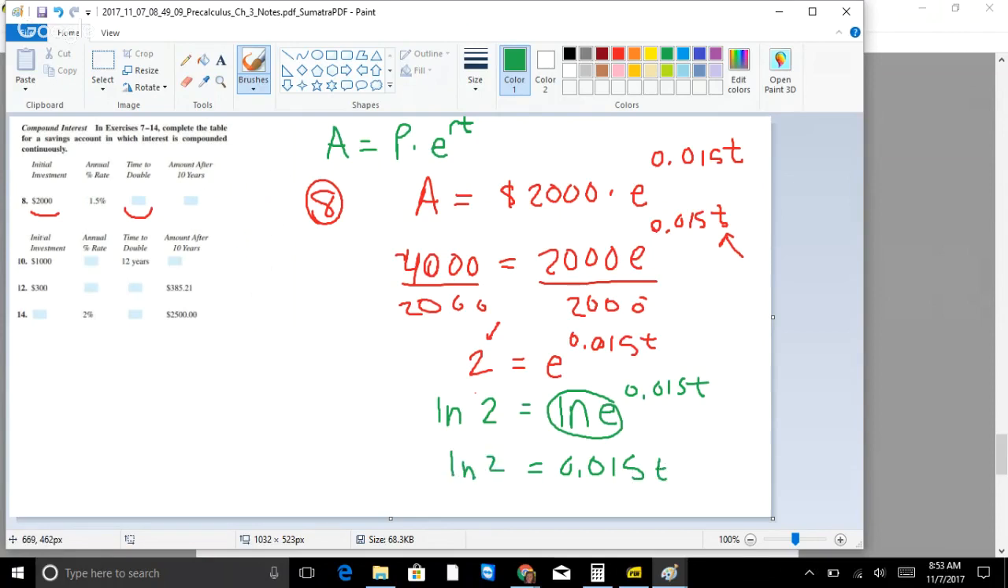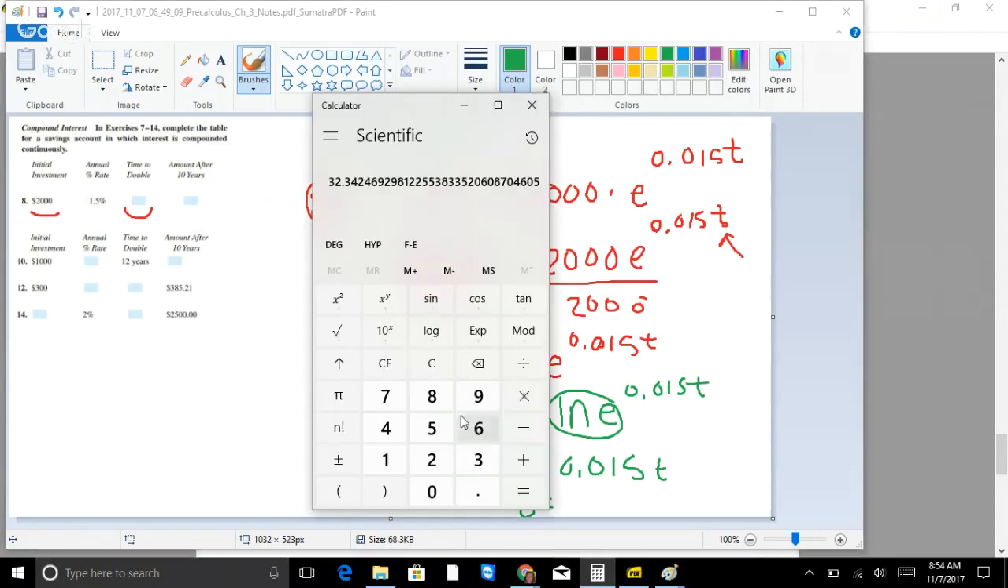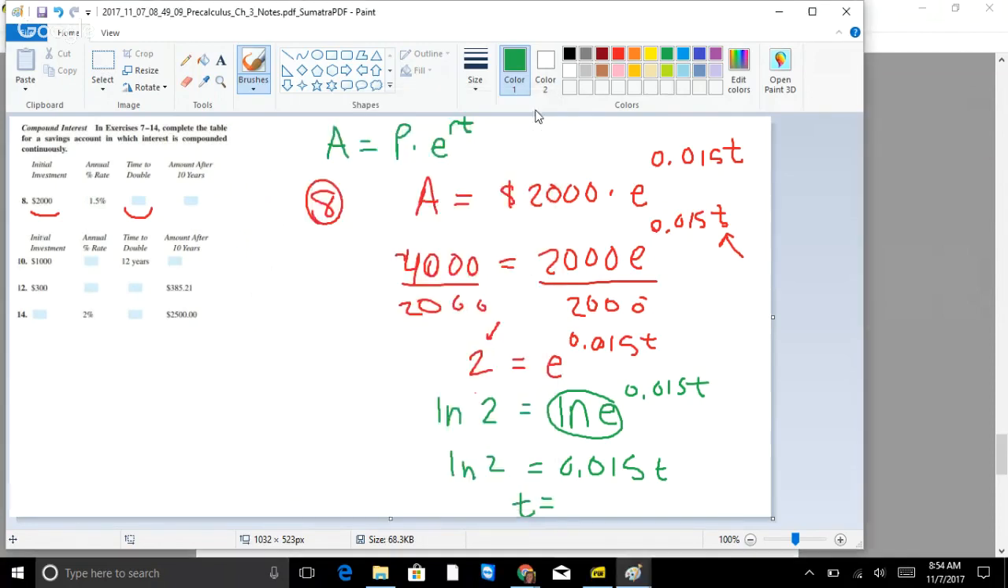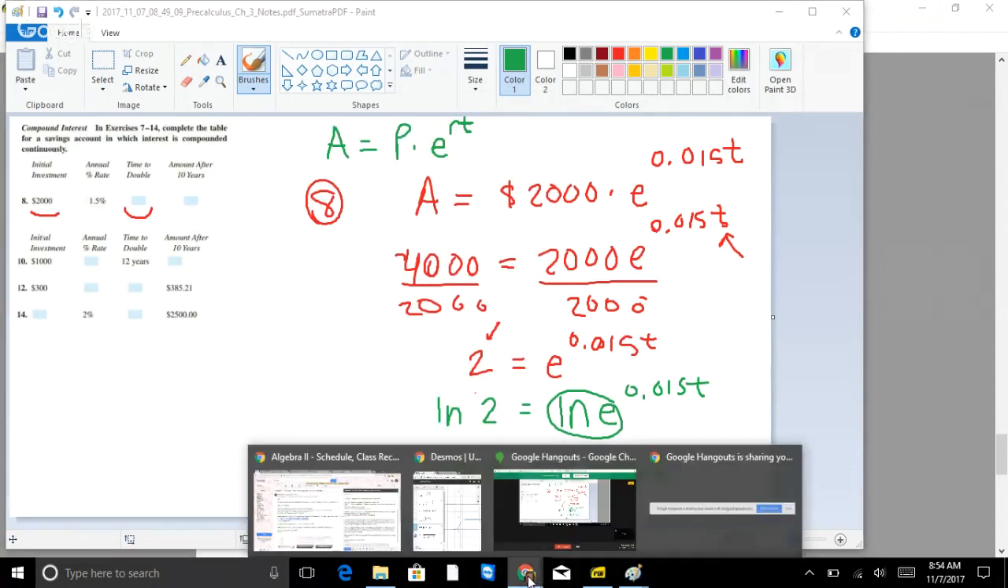And if I divide both sides by that number, I end up with the time to double is, let's bust out a calculator. I don't think I have it here. Okay, no natural log on here. Bummer. All right, so I have to pull up Desmos.